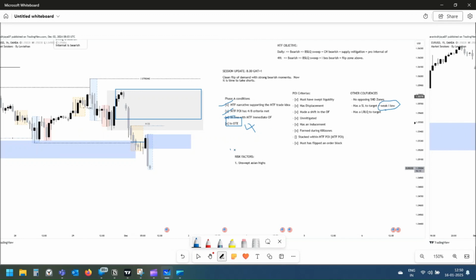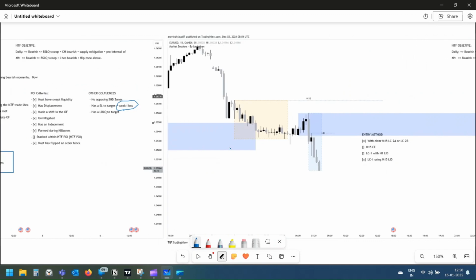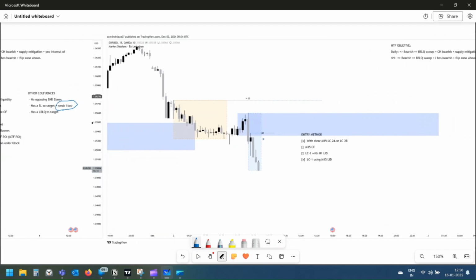So what are the risk factors? It did not sweep the Asian high, so that is a risk factor to be considered. And it was having a beautiful M15 lid, so I'm happy. If the price takes out that lid, then I'll be taking shots.